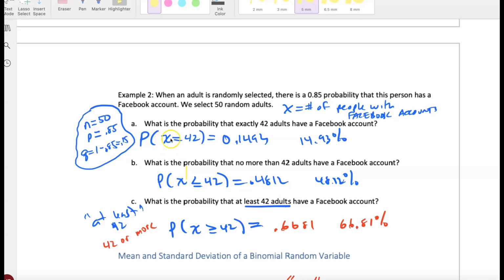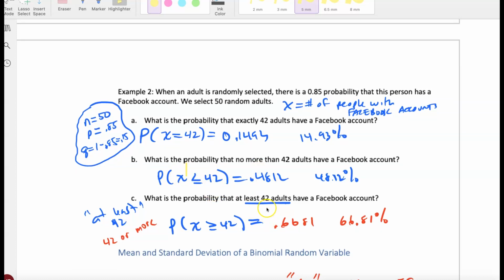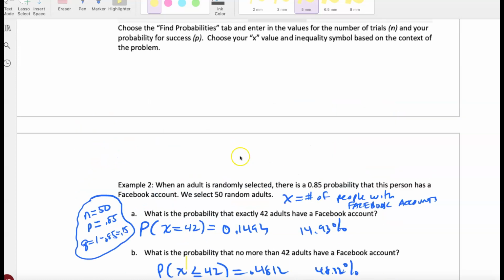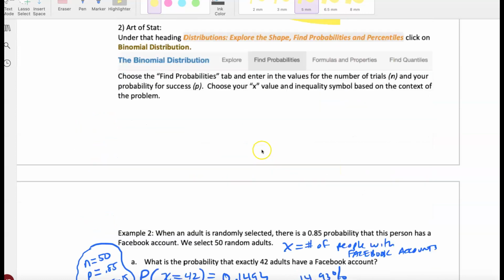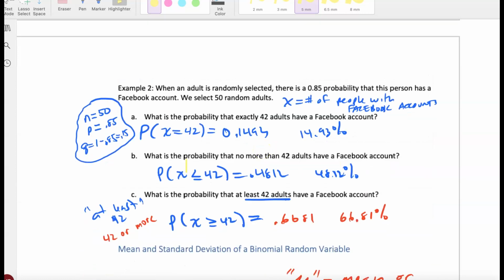What's the probability that 42 have a Facebook account? What's the probability that no more than 42, so x is less than or equal to 42? And then at least 42 means 42 or more. So how would we calculate that? Again, it's too complex to do by hand, like doing the multiplication rule. It may be easier to use this formula, or we use StatCrunch.